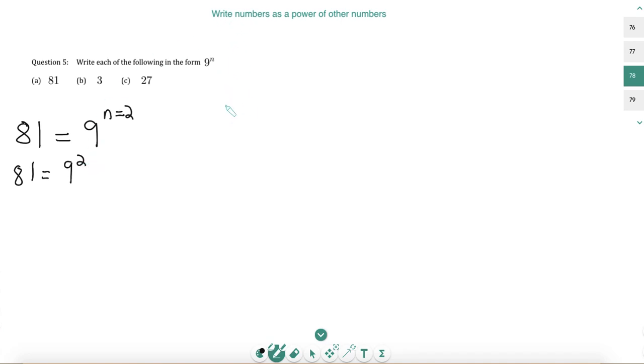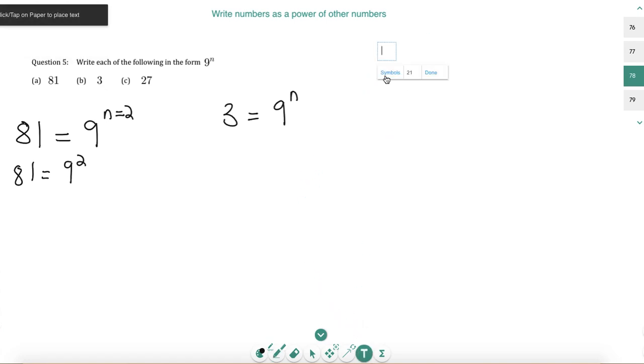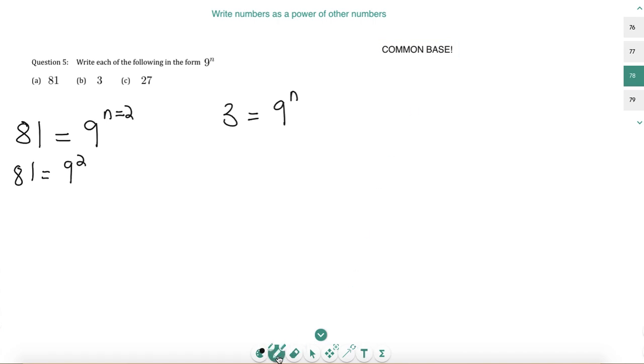The next one: 3 is equal to 9 to the power of n. Well, this one's a bit harder. 9 to the power of what makes 3? Well, 9 to the power of 1 is 9. 9 to the power of 2 is 81, but we want a smaller number than 9. One strategy I'm going to teach you guys is called the common base strategy, okay? The common base strategy dictates that we should always find a common base before trying to answer these problems.